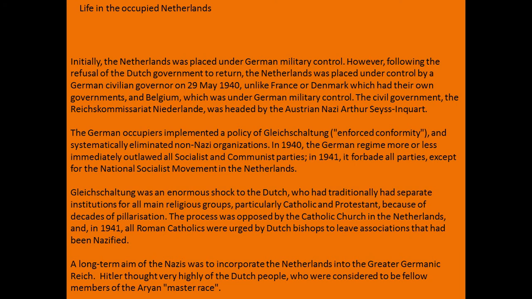So, life in the occupied Netherlands. Initially, the Netherlands was placed under German military control. However, following the refusal of the Dutch government to return, the Netherlands was placed under control by a German civilian governor on the 29th of May, 1940. Unlike France or Denmark, which had their own governments, and Belgium, which was under German military control, the civilian government, the Reichskommissariat Nederland, was headed by the Austrian Nazi Arthur Seyss-Inquart.